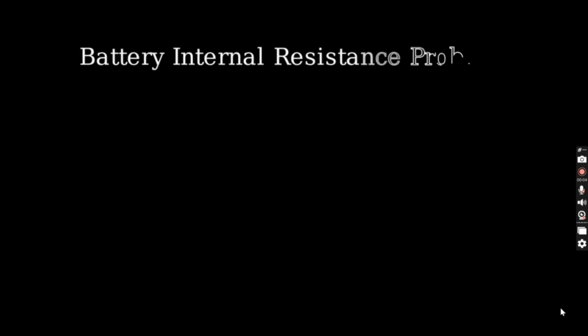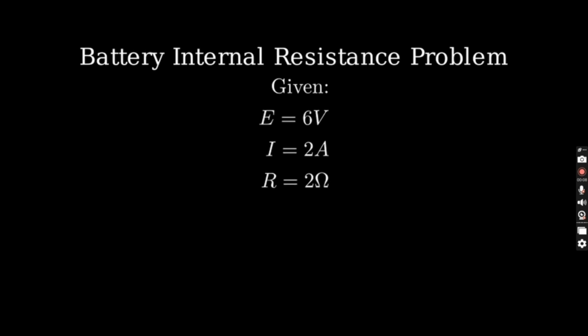Let's solve a problem about battery internal resistance. We have a battery of 6 volts that gives a current of 2 amperes when connected to a resistance of 2 ohms. We need to find the battery's internal resistance, terminal potential difference, and lost voltage.